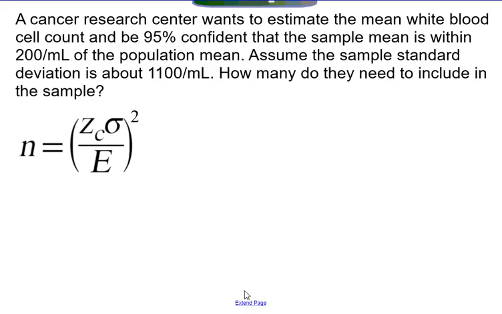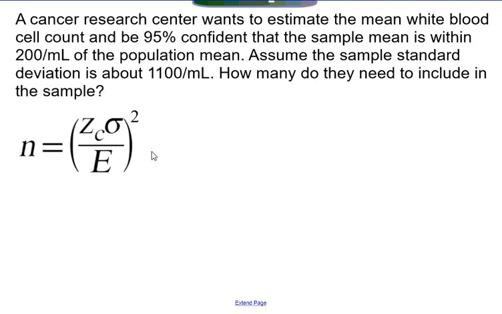So example, let's say a cancer research center wants to estimate the mean white blood cell count, like we were talking about before. They want to be 95% confident that the sample mean is within 200 milliliters of the population mean. They might say like within 200 milliliters, we think there are 200 white blood cells per milliliter. We feel good. We don't want to be any wider than that. How many people need to be in their sample? We're going to assume the sample standard deviation is about 1,100 white blood cells per milliliter.